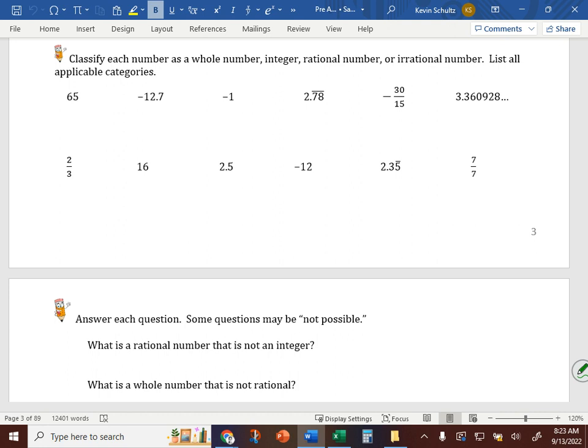Yeah, Nolan. It's a whole number. Why? Just asking. What about it makes it whole? It's positive and it's not a... All right, so that's why it's whole. It's also integer because every whole number is also an integer, okay? Because integers are positive or negative non-decimals. What else is it?